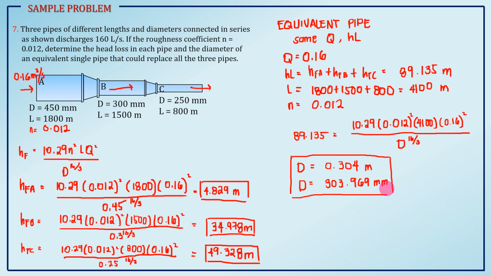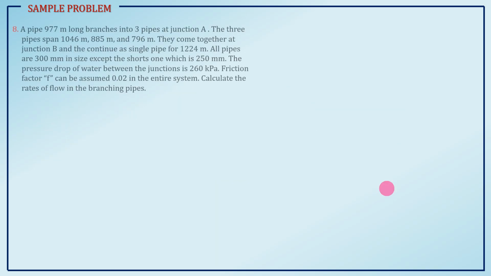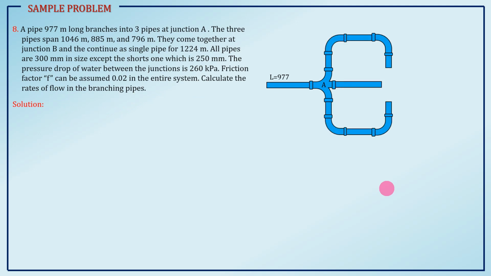Okay? So, the last problem is a parallel pipe problem. A pipe 977 meters long branches into 3 pipes at junction A. So, it will branch. The 3 pipes have spans of 146 meters, 885 meters, and 796 meters. They come together at junction B, and continue to the single pipe.